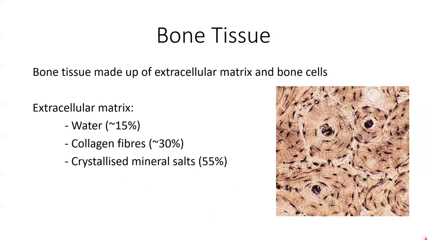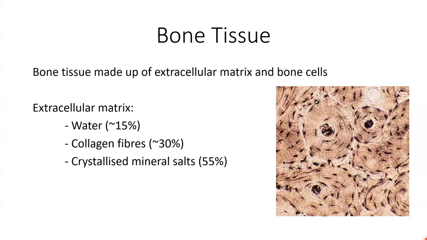So as I mentioned, bone tissue is made up of an extracellular matrix surrounding bone cells. The extracellular matrix is made up of about 15% water, 30% collagen fibers, and 55% crystallized mineral salts. The most abundant mineral salts are calcium and phosphate, which combine with a few other minerals to form crystals of hydroxyapatite, which are then deposited into the framework formed by those collagen fibers. The deposition of these crystals into that collagen fiber matrix is called calcification, and it's this process that causes the bone tissue to harden.